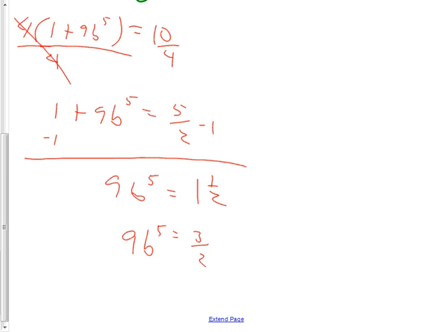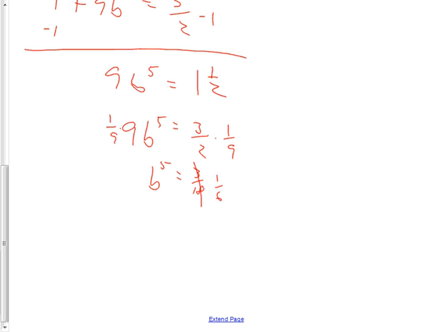These are the ones where you're going to earn your A. It's if you can grind out all this algebra. Now I'm going to get rid of the 9. So I'm going to divide by 9, otherwise known as multiplying by 1/9. B to the 5th equals 3 over 2 times, well, I should just multiply it out. And I get 3 over 18. 3/18 reduces to 1/6. And I'm getting close. Almost done.